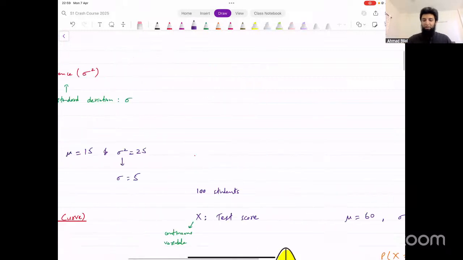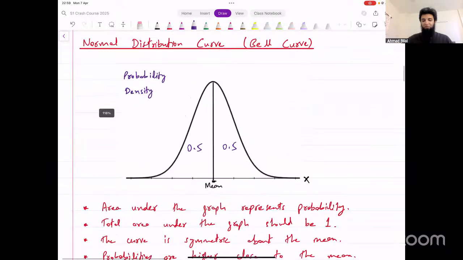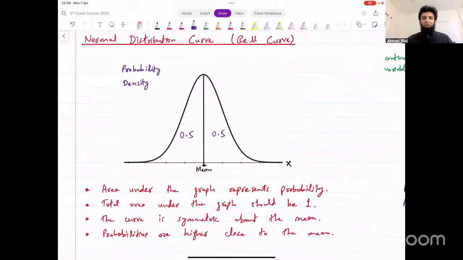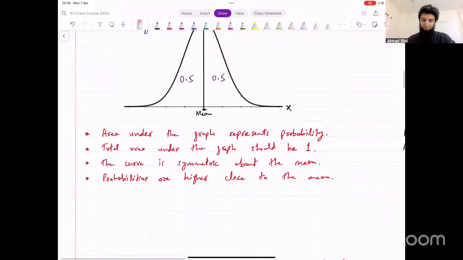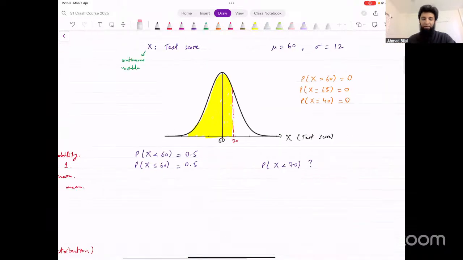And then for finding probabilities, we said we have to use something that we call a normal distribution curve. It's a symmetric curve that looks like this. The area under the graph represents probability. The total area, therefore, is going to be 1 under the graph. It's symmetric about the mean, so the mean is right at the center. As you get closer to the mean, probabilities become bigger. As you move away from the mean, the probabilities become smaller. Then we said, how exactly do we find probabilities?